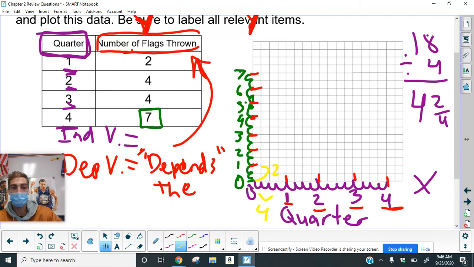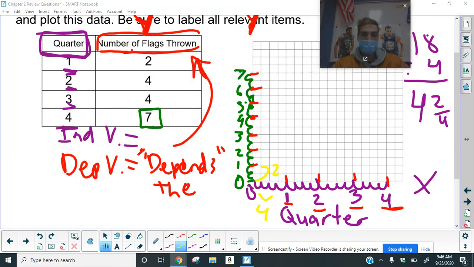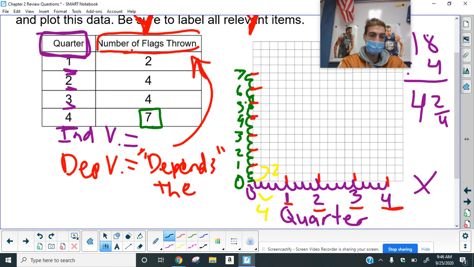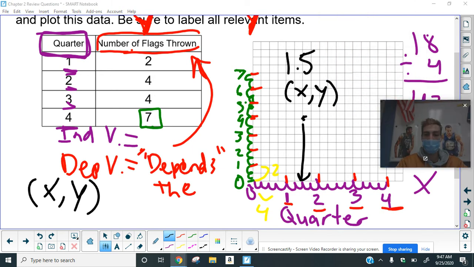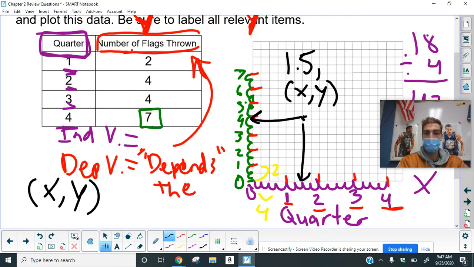And now what we're going to do is plot these points. So remember, these points are written as x, y when we graph them. Okay, so like if we put a point here, we would write it as our x first and then our y. So in this example, we take a look at where it is on our x. Well, it's between 1 and 2, so that would be 1.5. And it's up here at 4. So it would be 1.5, 4. Alright, that was just an example. If we put a random point there.